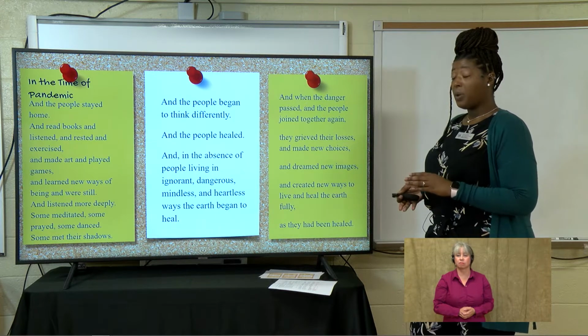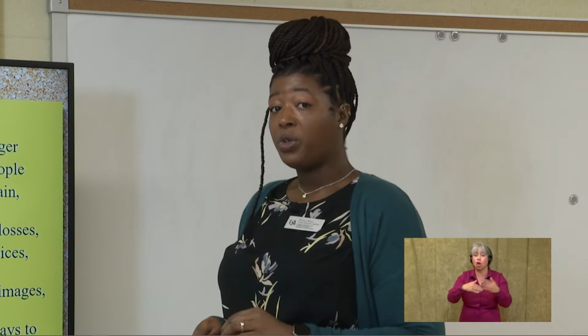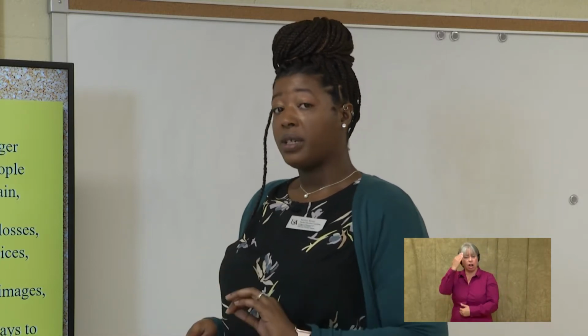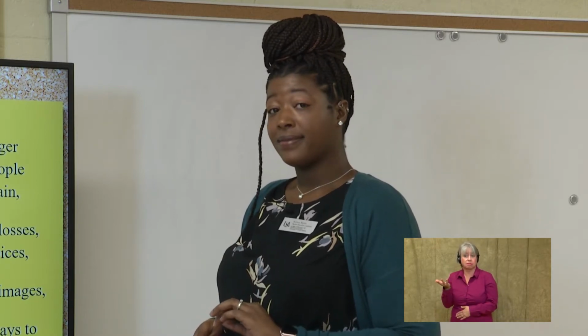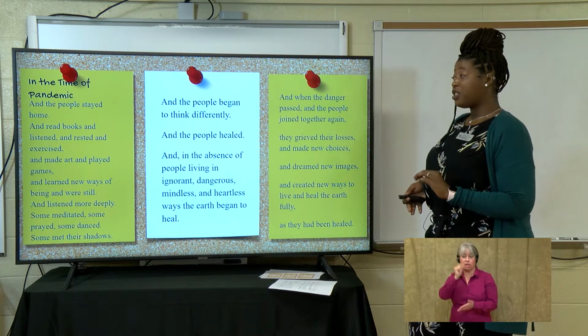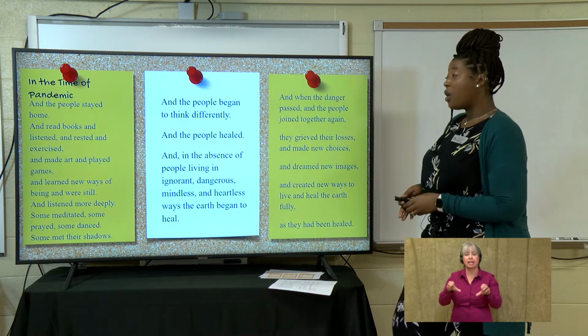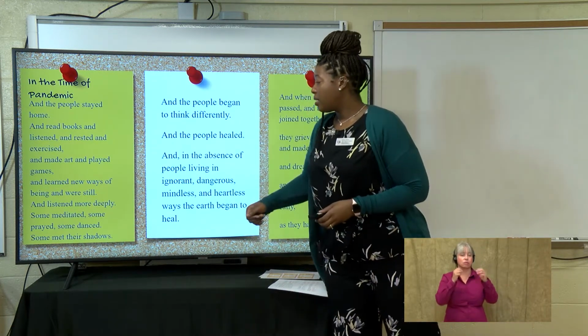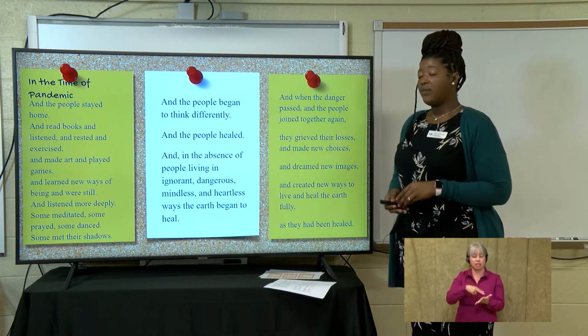In the first section of the poem, the author is pointing out all the different activities that can be done at home during the pandemic or the stay-at-home order. How do we know that this is what the author is saying in this first section of the poem? We know because she gives us different examples of what you can do at home during the stay-at-home order. We have exercising, meditating, praying, and dancing as some of the different activities that can be done.